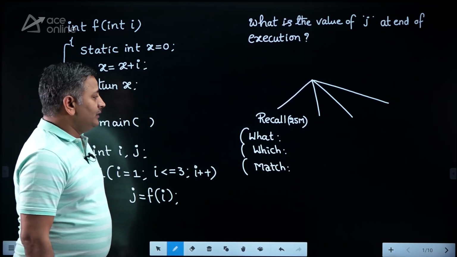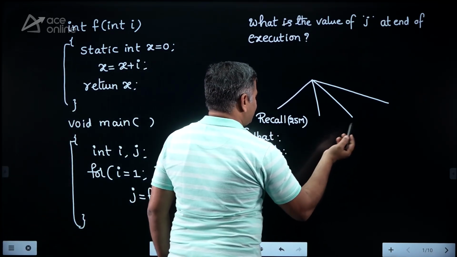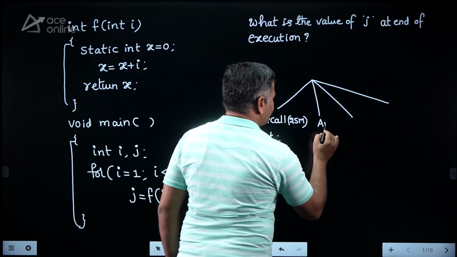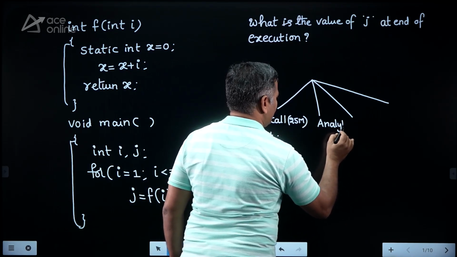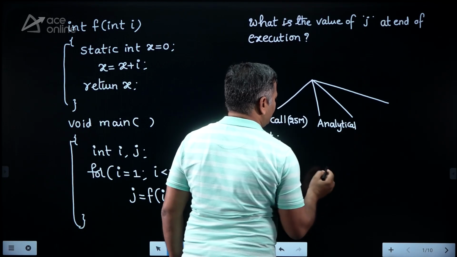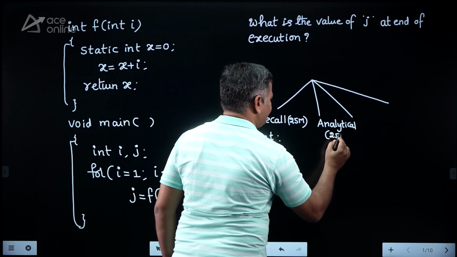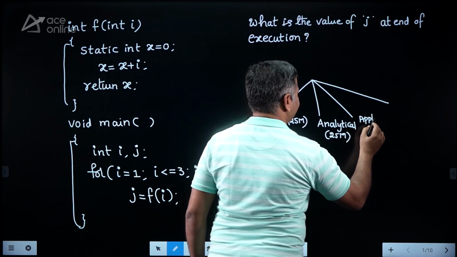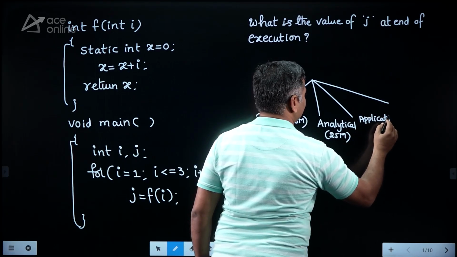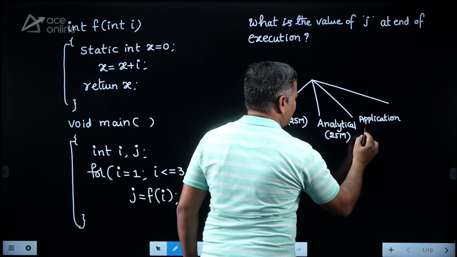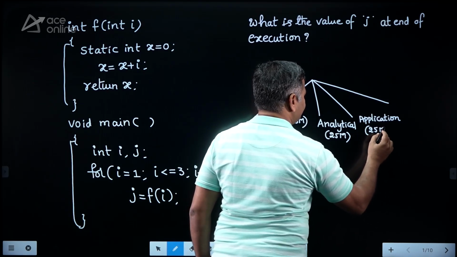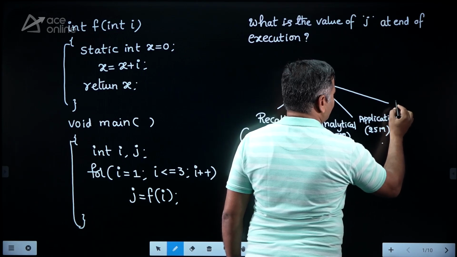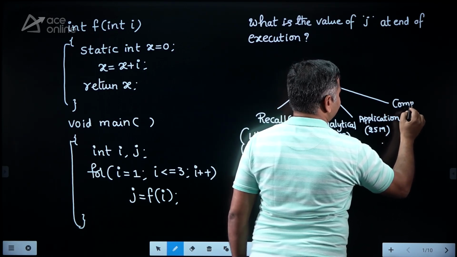Clear, friends? So next one, after recall based questions, the second category where they are asking questions are analytical based questions. Here also they ask 25 marks. And the third category, that is application based questions. Here they are asking 25 marks. And the fourth one, that is comprehensive based questions.